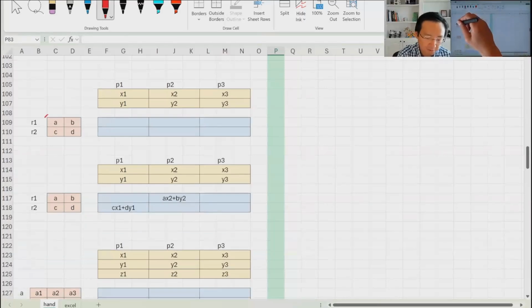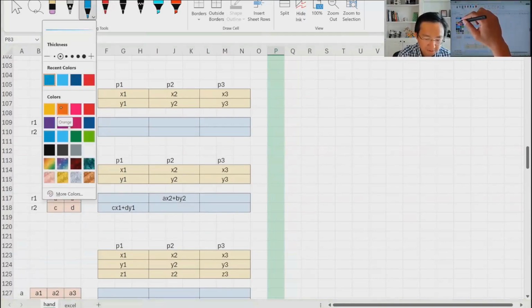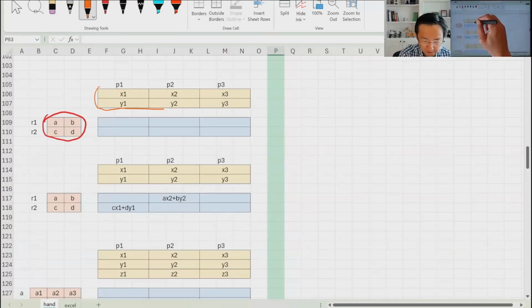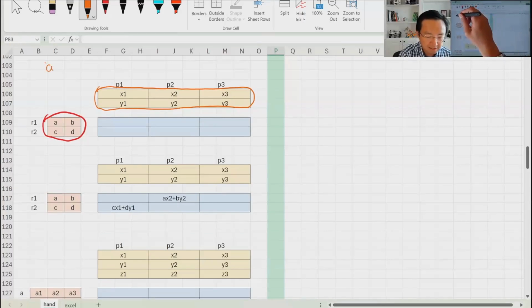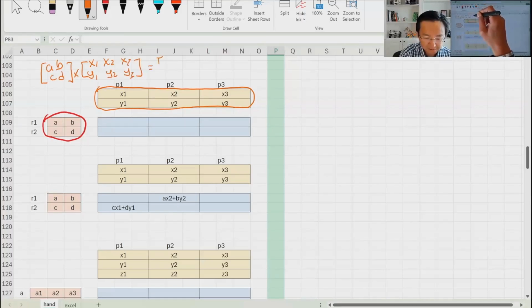Suppose we have a 2x2 matrix over here. Then let's use a different color. We also have a 2x3 matrix here. Typically, when you do math or algebra, they like to write things like this: A, B, C, D times x1, y1, x2, y2, x3, y3, and then good luck remembering all the different rules to get these 6 numbers.